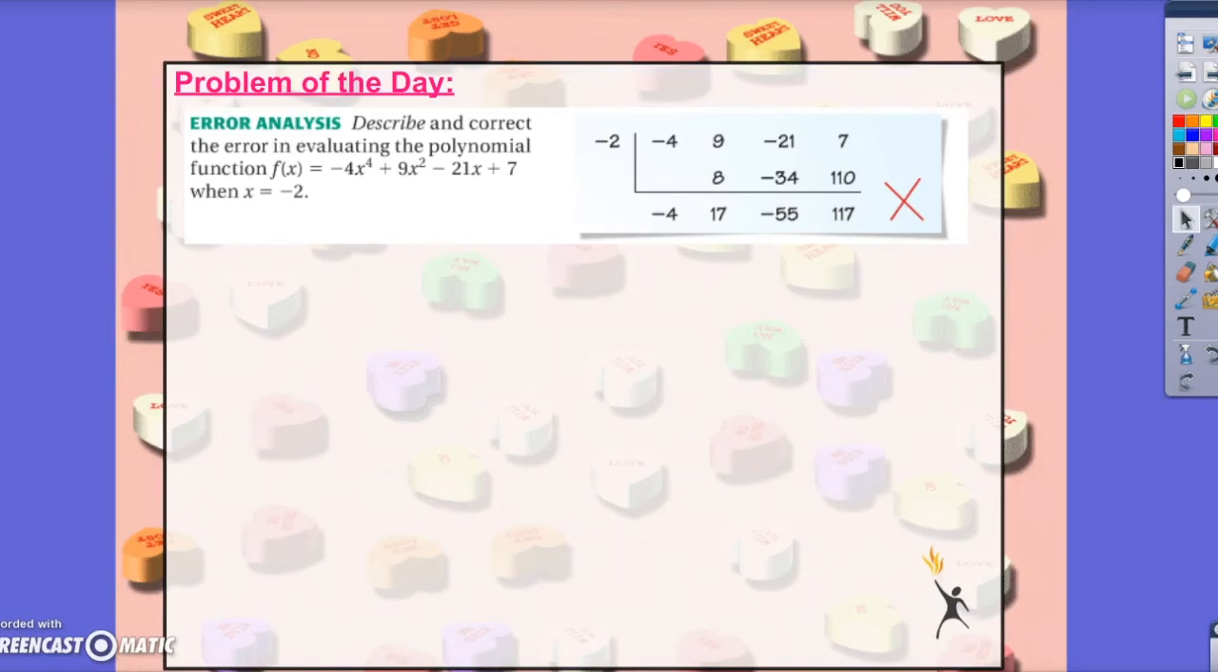So here's today's problem of the day. It deals with synthetic substitution. Take a minute, pause the video, and solve it.